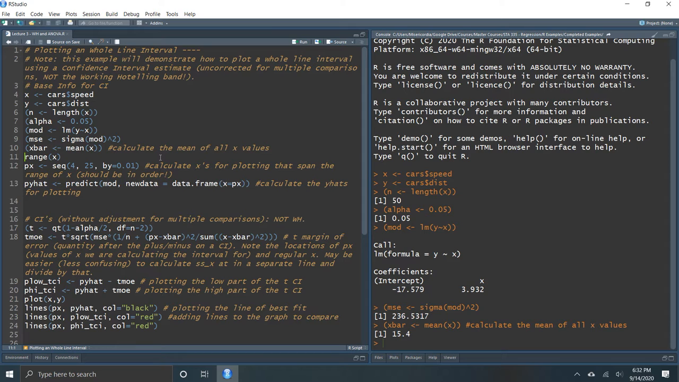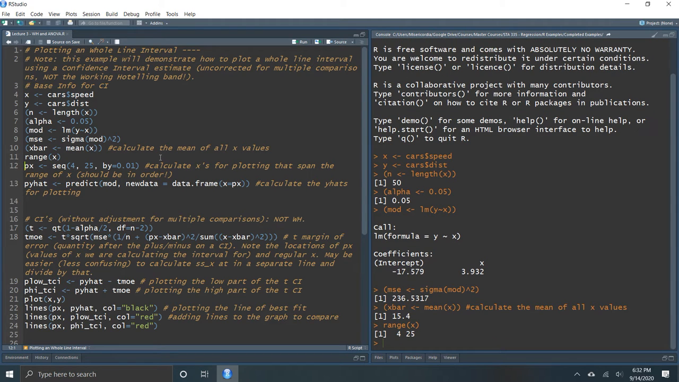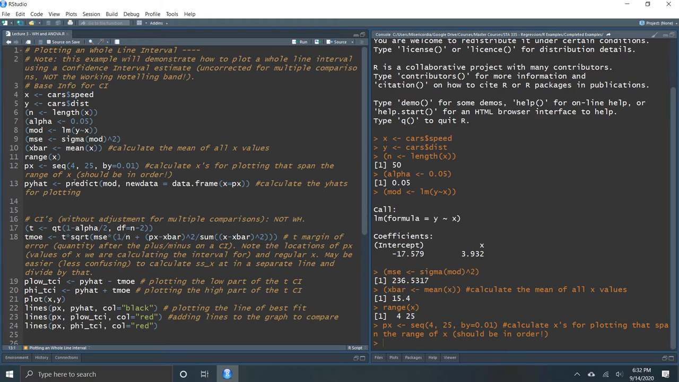Now, as we talked about, I'm going to want to plot all of the different x values in a range of x's. The range of x's that I have in this particular case is from 4 to 25. So I'm going to create a sequence from 4 to 25, and I'm going to go by 0.01. Again, this is going to be my infinite number of x's. It's not really infinite. There's just going to be a whole ton of them, like 2,100 of them. So this is just going to be a whole ton of different x values that I'm going to use for plotting, and I'm going to call it px for plotting x.